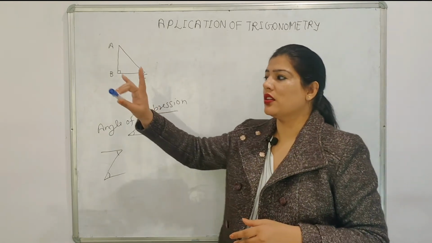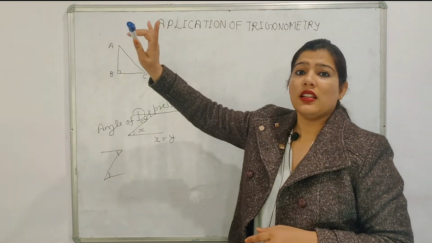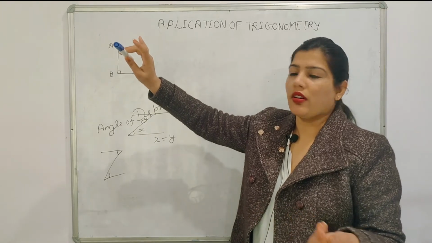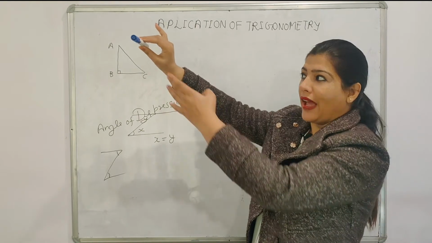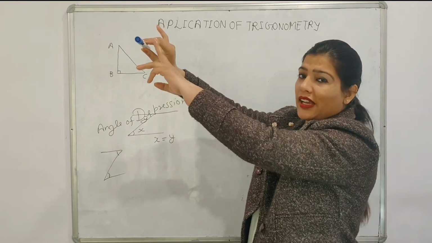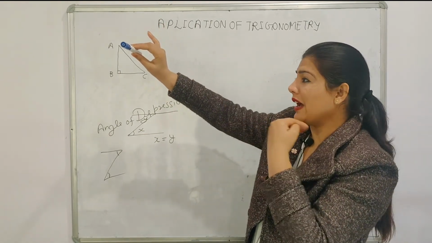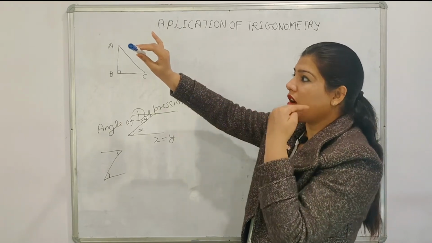That means suppose this is a man or anything else, if he looks at me, so the angle of depression, he made the angle of depression here, and while I am looking at this, I made the angle of elevation.